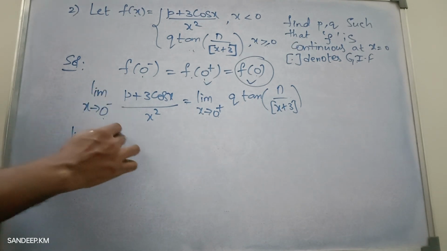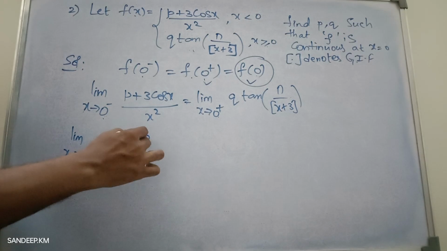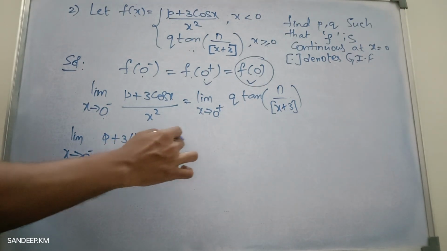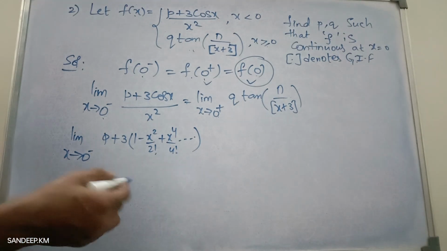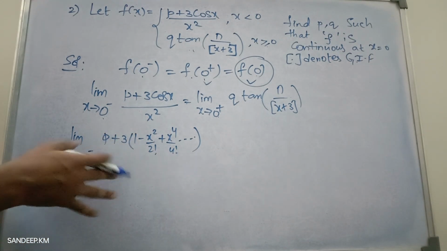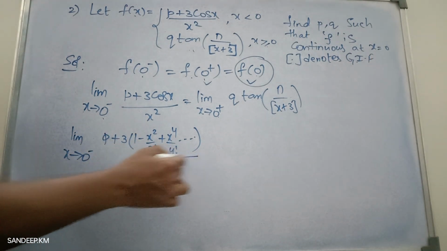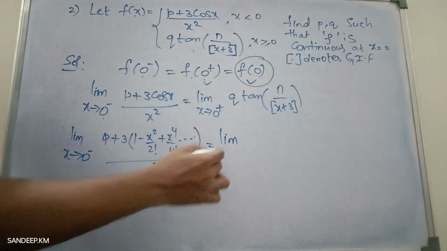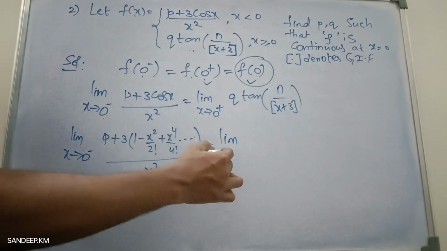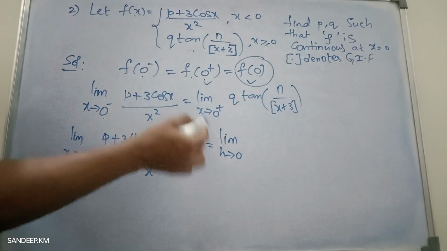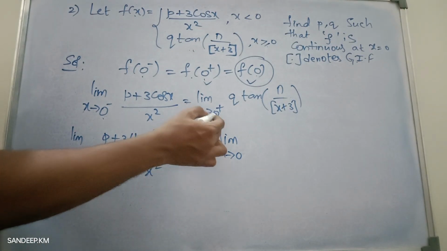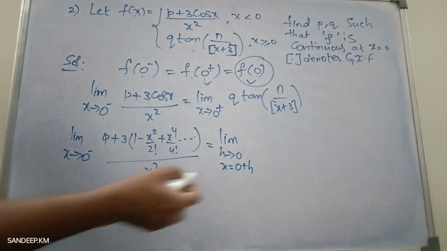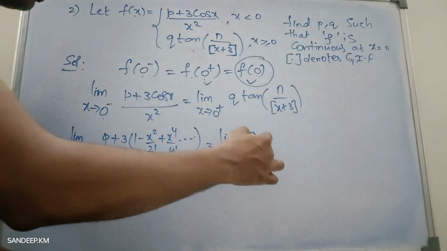P as it is plus 3 into cos x, which is 1 minus x square by 2 factorial plus x power 4 by 4 factorial, and so on. Remaining terms are not needed, as they will lead up to 0. Now the whole divided by x square is equal to the limit. Observe one thing. Let me use h approaches 0. I can write h approaches 0 if x is taking 0 plus. That means x is equal to 0 plus h, that means x is equal to h. Let me substitute that in the question.